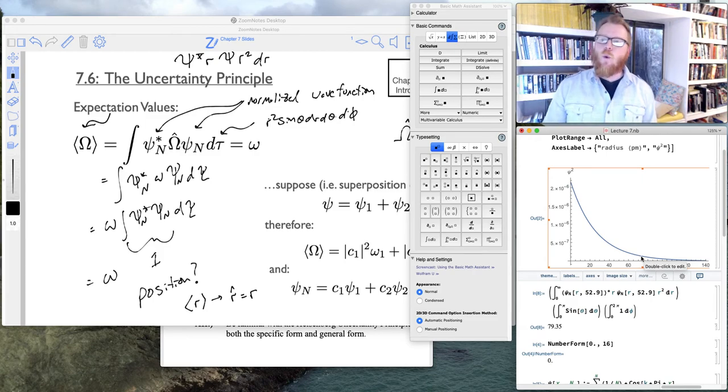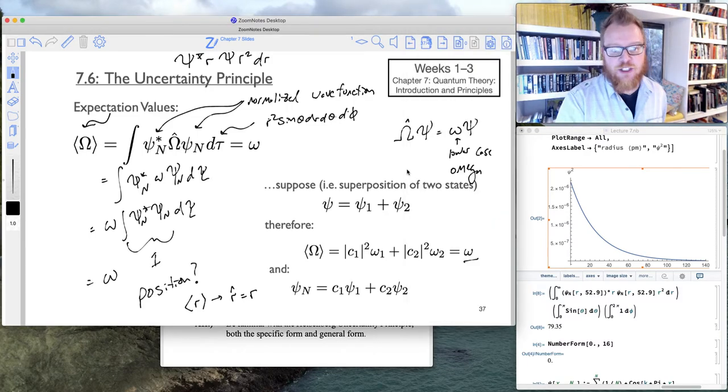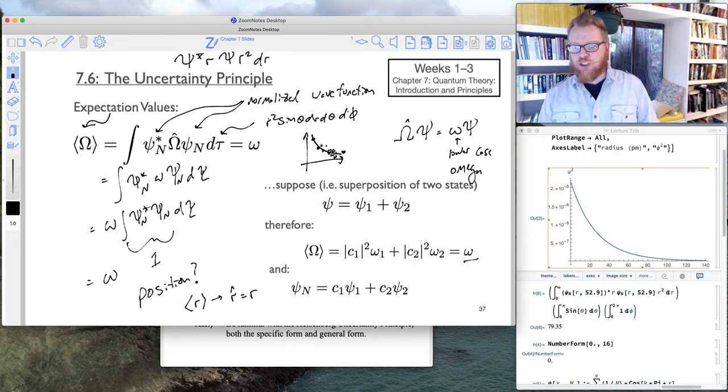And so what that means now, if I was making a large number of observations of this wave function, I'll draw it right here. That would mean in some observations, we find it right there. In some observations, we find it right there. And we keep going, and we keep going. And if we did this enough times, our expectation value would converge to that 79.35. Okay?